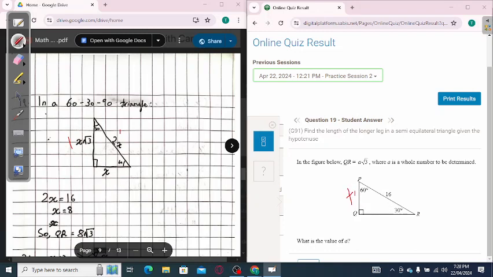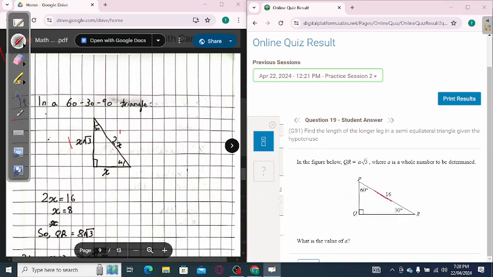Okay, so this is x. The 90 and the 30, this is where x radical 3 forms. Okay, and they even gave it to you in the question. QR equals a radical 3. They want a. Now you use this.